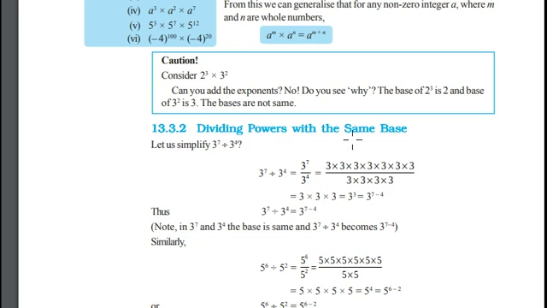Dividing powers with same base. Previously we multiplied numbers with same base. Now let us divide the powers with same base. Let us divide 3 to the power of 7 divided by 3 to the power of 4. Now let us write 3 to the power of 7. 3 to the power of 7 could be written as 3 times 3 times 3 times 3 times 3 times 3 times 3. We are multiplying 3 7 times, divided by 3 to the power of 4.